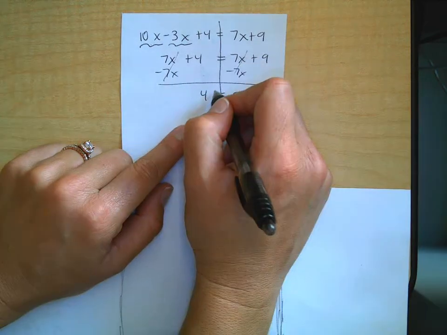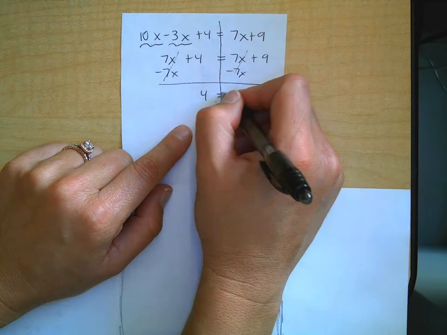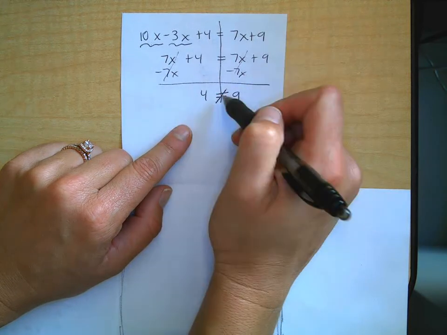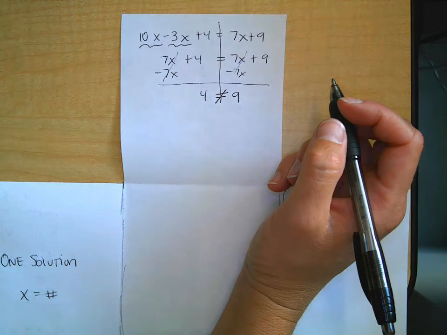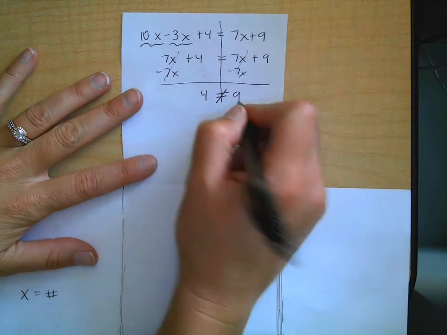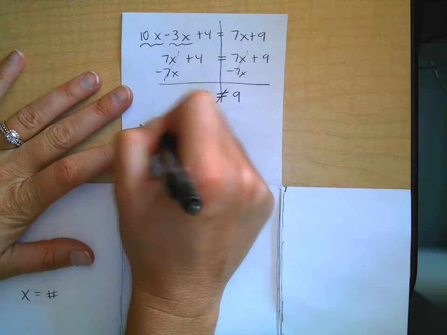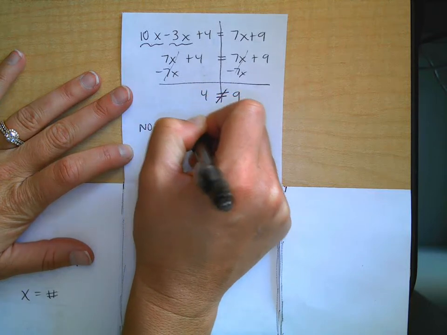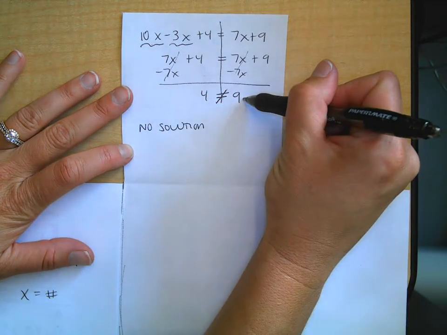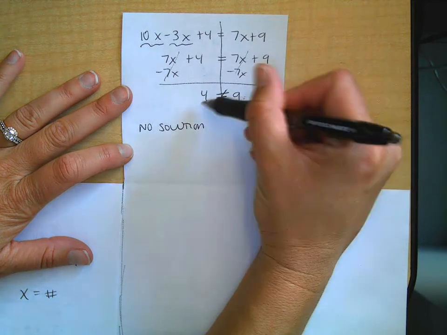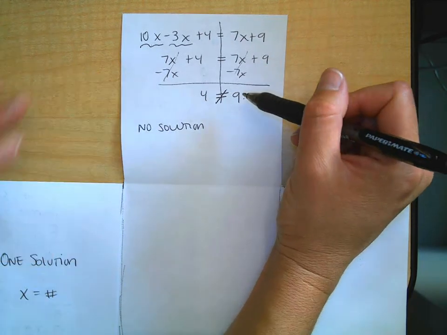This is where I want you guys to stop because 4 can never equal 9. So if you put a little slash through that equal sign, it means it does not equal. And so if you had $4, that doesn't mean you have $9. So that means that there is no solution. So you guys do have to work the problem all the way down to here to see that you actually get a number equaling a different number.